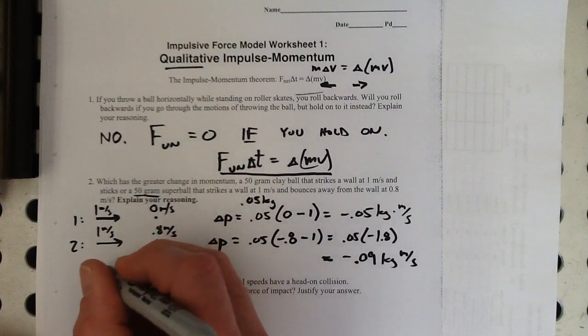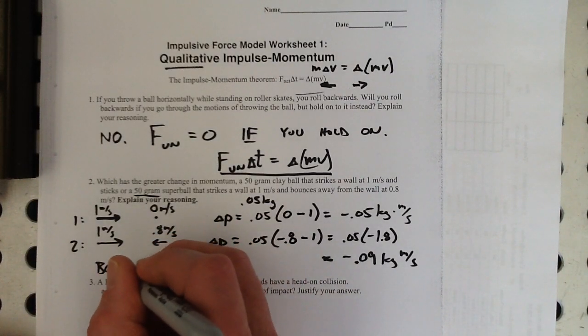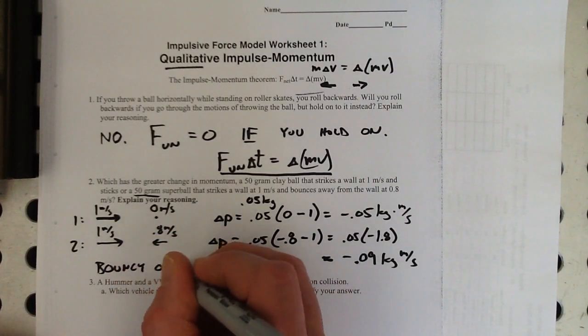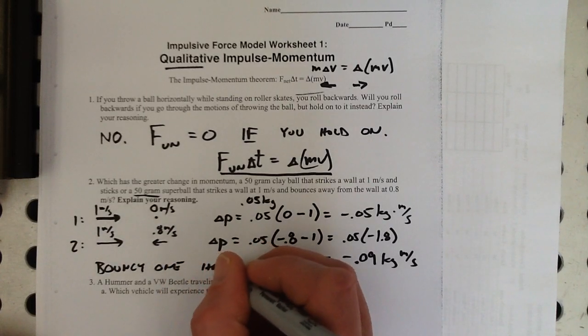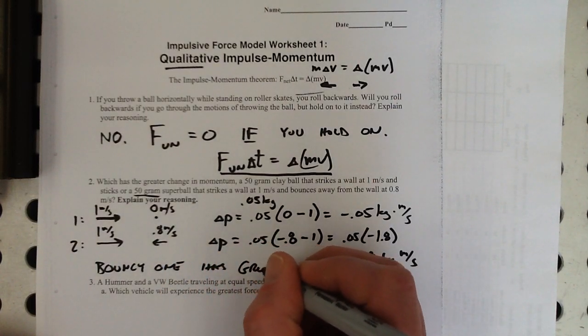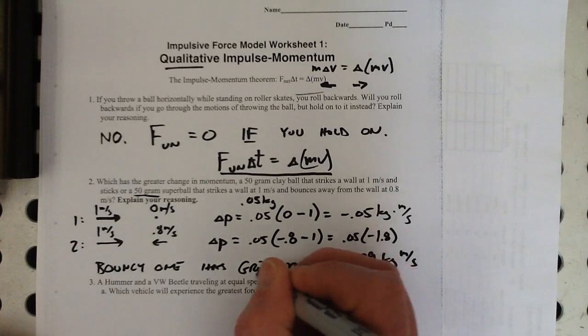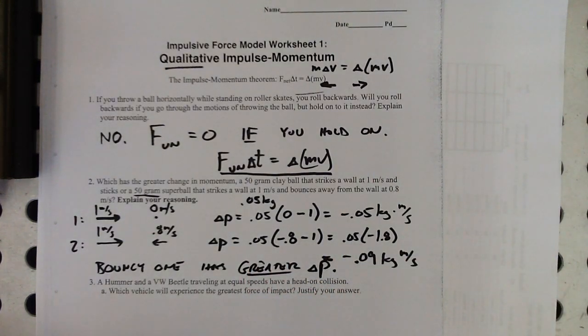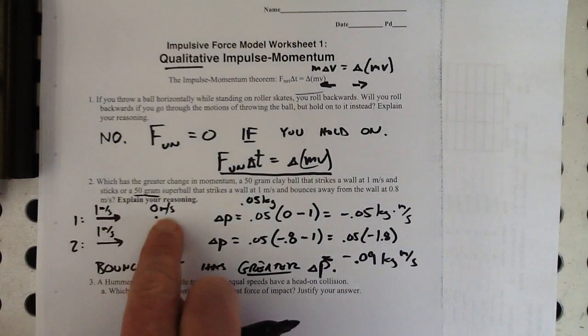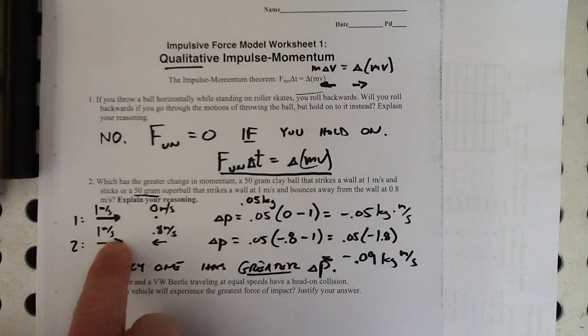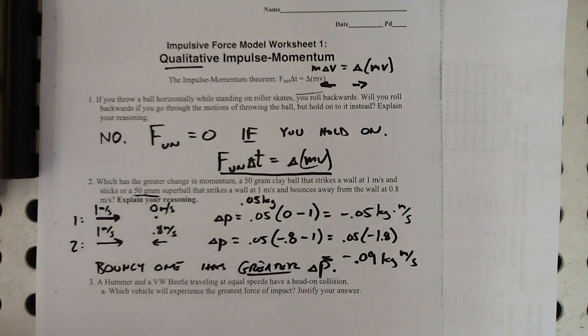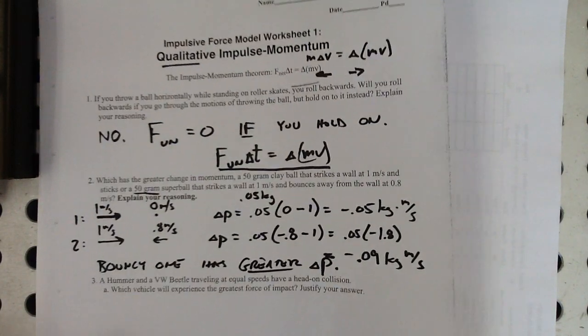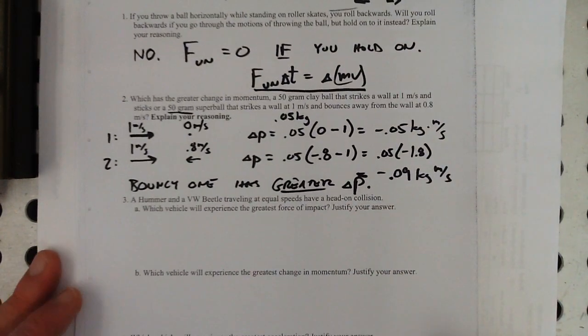So the bouncy one has a greater change in momentum. Right? This one, the wall just stopped it. This one, the wall completely redirected it. That's a bigger change. And that's what we're seeing in the math there.